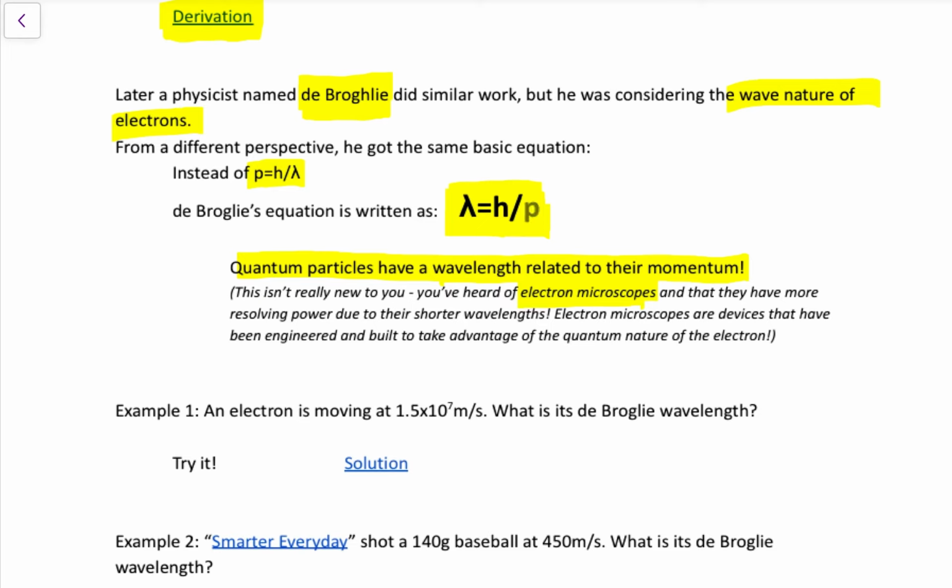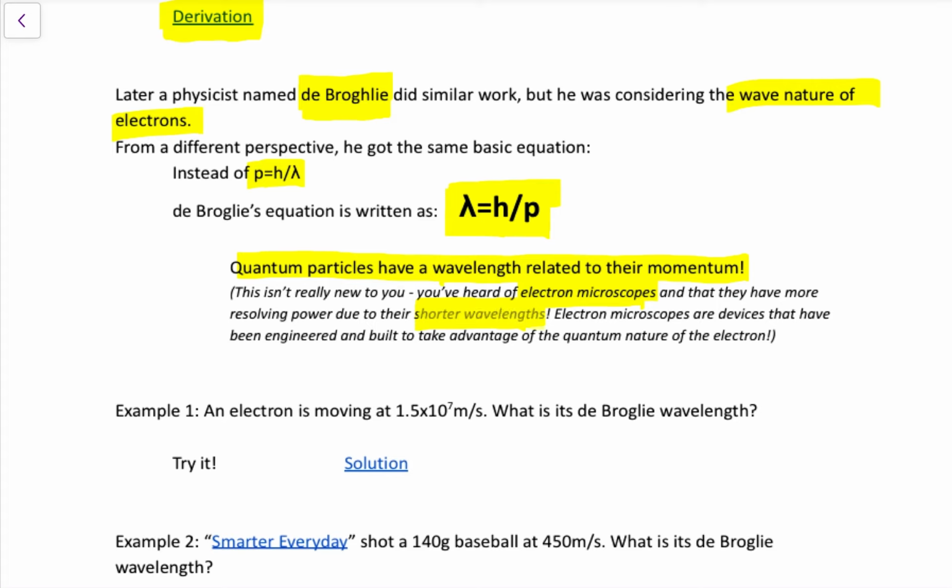When they shoot these electrons, we could figure out the momentum of a flying electron. We could have done that back when we learned about parallel plates. We could have figured out how fast they're going from the voltage, and from how fast they're going, use our momentum equation and figure out their momentum. Once we know their momentum, we can figure out their wavelength using this new de Broglie equation.